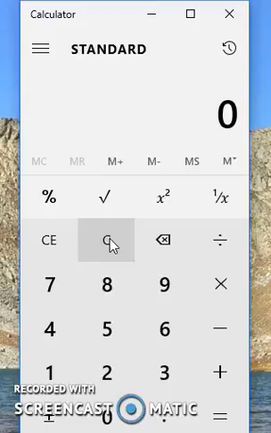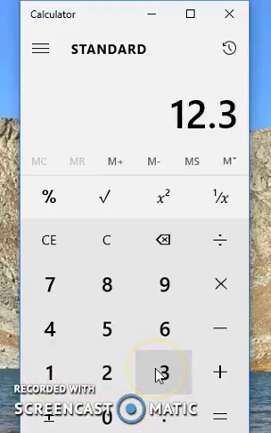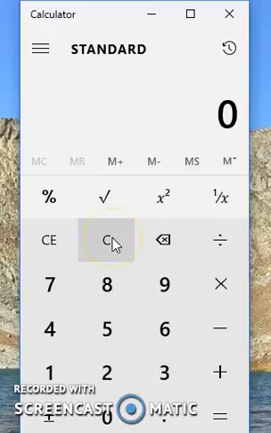Alright, when you enter numbers with decimals, you have to make sure you push the decimal button. So if we wanted to enter 12.3, 12.3, alright? And if you make a mistake when you're entering something, just clear it out and start over again. That's the easiest way to do it.